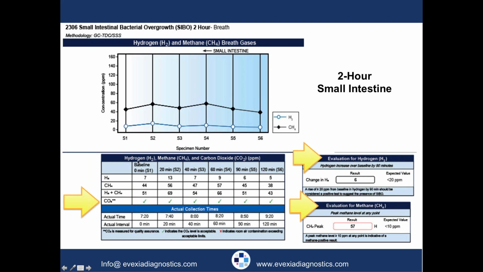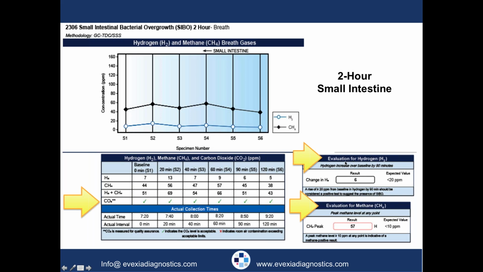Now the table indicates hydrogen, methane, and carbon dioxide, which I'll talk about, of why carbon dioxide is also taken. So we're going to look over here on the bottom first. This is the actual time. These are times the patient reported. They'll log those onto the table, and then the interval between the samples, 0 minutes, 20 minutes, 40 minutes, 60 minutes, 90 minutes, and of course 120 minutes. And then they'll log the samples. Now the thing of interest is over here on the right.